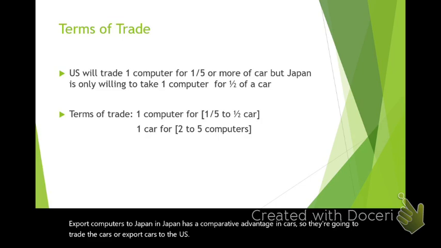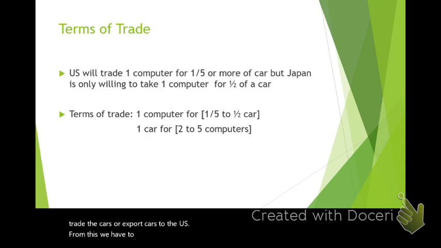From this, we have to determine terms of trade. The U.S. will trade one computer for 1/5 or more of a car, the U.S.'s opportunity cost of a car, but Japan is only willing to take one computer for 1/2 of a car. And that's Japan's opportunity cost. So the terms of trade are going to be between the opportunity costs.